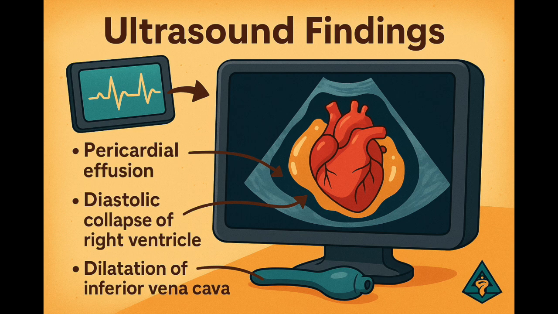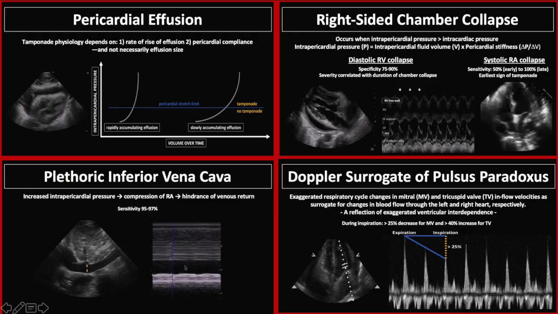As the effusion becomes more severe, the right ventricle begins to collapse during early diastole. This collapse is a highly specific sign, and when present, it strongly indicates that the heart is no longer able to fill adequately. A large circumferential pericardial effusion is typically visible.